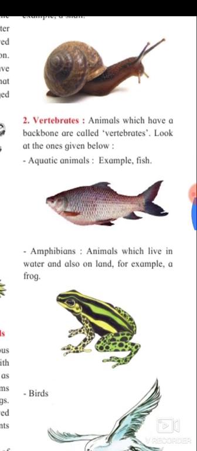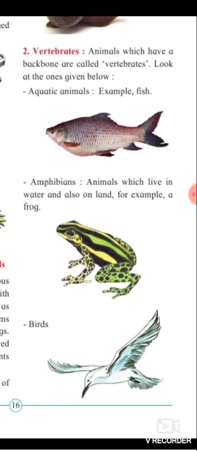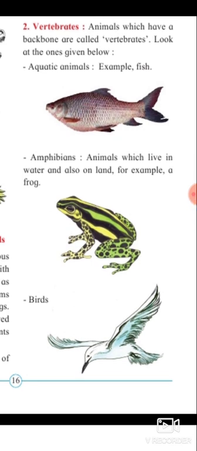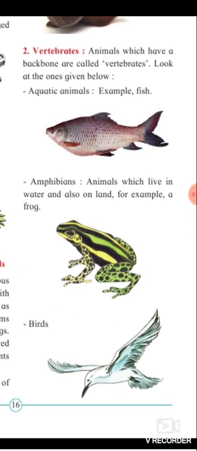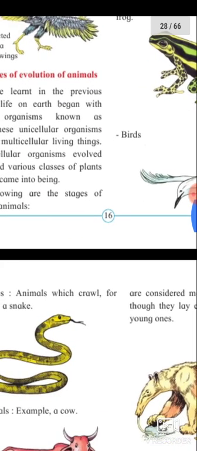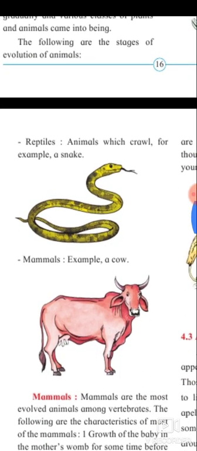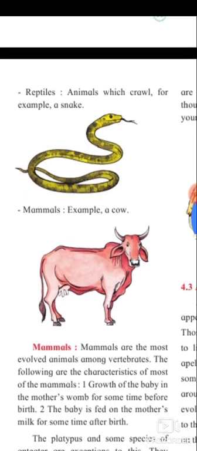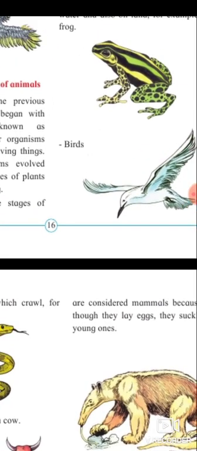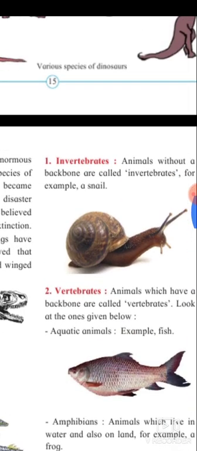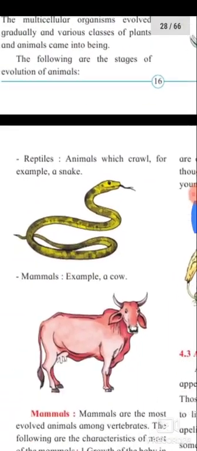Vertebrates: animals which have a backbone are called vertebrates. The examples are aquatic animals, meaning fish, and amphibians, meaning frogs. Amphibians live on land and also in water. For example, the tortoise. And then birds. Reptiles are animals which crawl, for example, a snake. Mammals, a cow. These all have backbones, so they are called vertebrates. The animals which do not have a backbone are called invertebrates. You may now be clear.